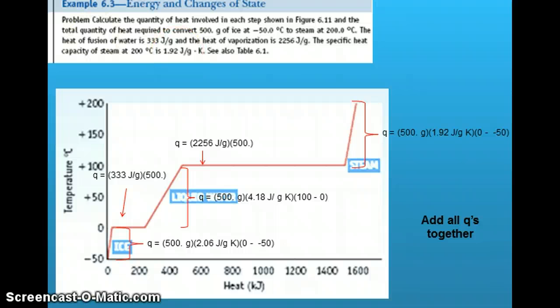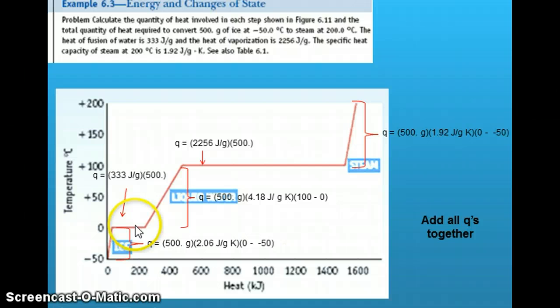All right, so what you basically have to do is figure out how much, and sometimes your book might ask, what's the total amount of energy necessary to take 500 grams of ice from negative 50 to 200? And if that's the case, they want to know how much energy it takes to go through the entire graph. And I've kind of split this up for you segment by segment.